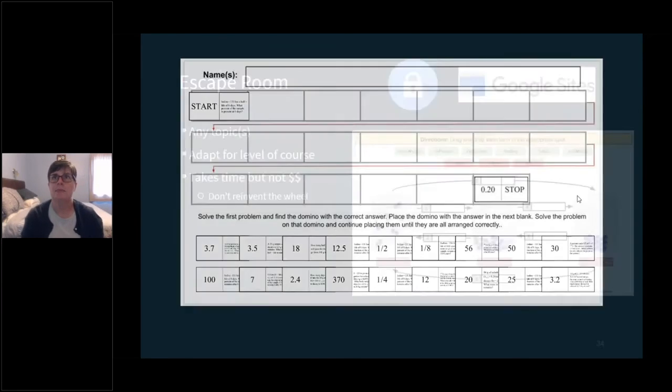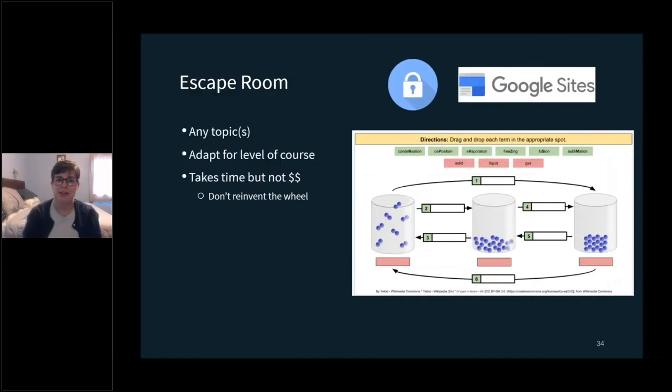Okay. The next type of activity that I'll show you is probably my favorite. And like Tyler said, this is definitely not one of those times to reinvent the wheel. I love escape rooms. When I've surveyed students, this is also one of their favorite types of activities. You can do this on any topic, adapt for any level of course, as hard or as easy as you want, whatever the case may be. But I will tell you, these take a lot of time.